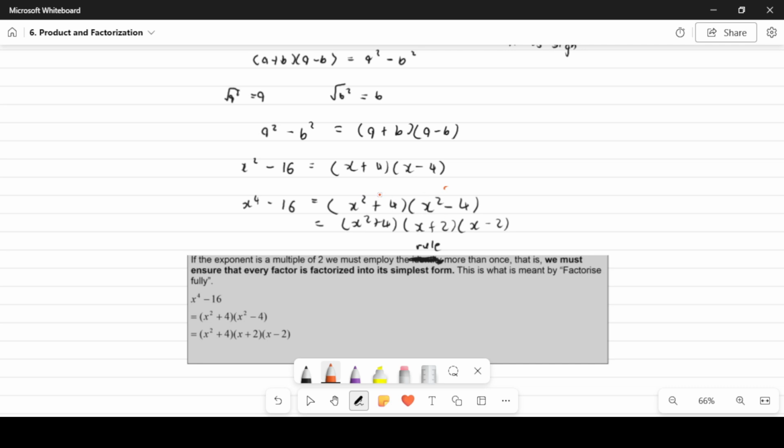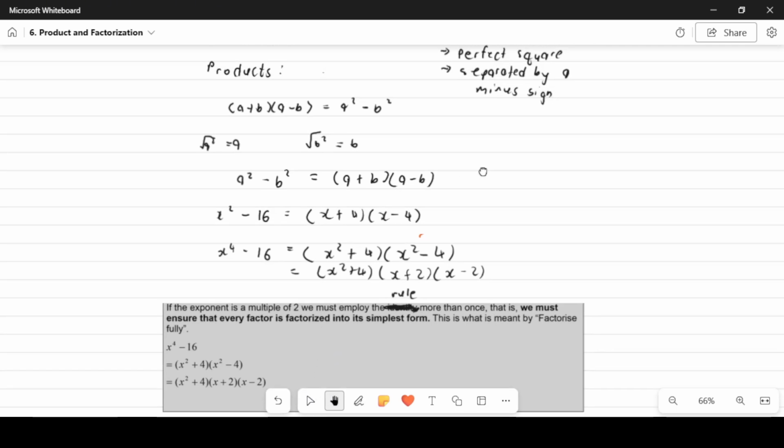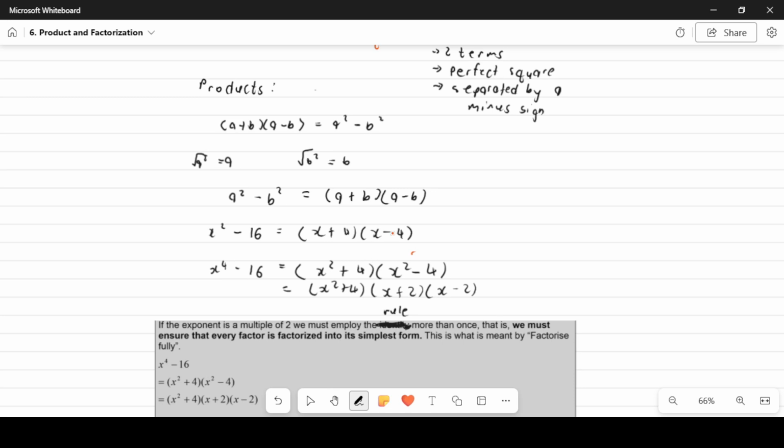See here again, can you employ the difference of two squares rule? Okay, let's do the check. Do you have two terms? Yes, you do. Are both these terms perfect squares? Yes, they are. But are they separated by a minus sign? No, they are not. So therefore, you cannot employ this rule. The difference of two squares rule is this simple. So there's nothing difficult about it.